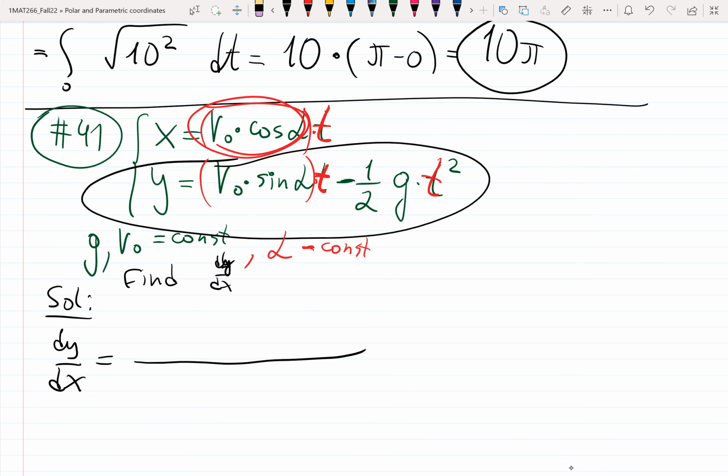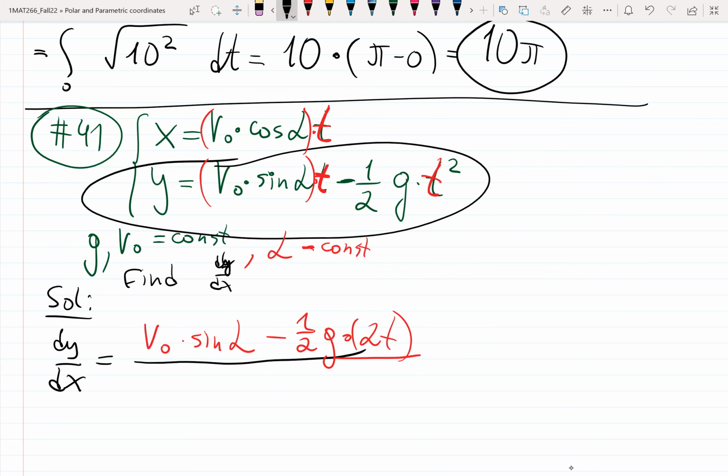So I'm looking at the second equation first. It has v sub 0 sine alpha times t, so the derivative is v sub 0 sine alpha, minus 1/2 g times 2t. The derivative of t squared is 2t. Now I'm looking at the first equation and differentiating it. It gives you v sub 0 cosine alpha, because it was multiplied by t. That is the answer. And now they will ask you to plug in numbers.